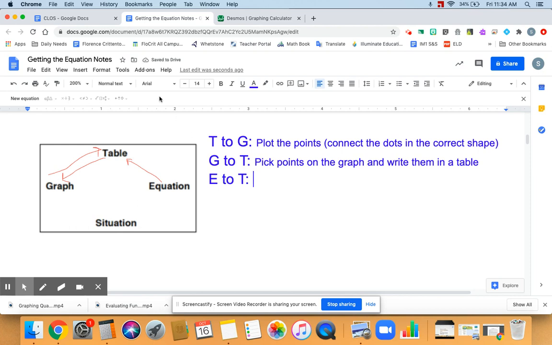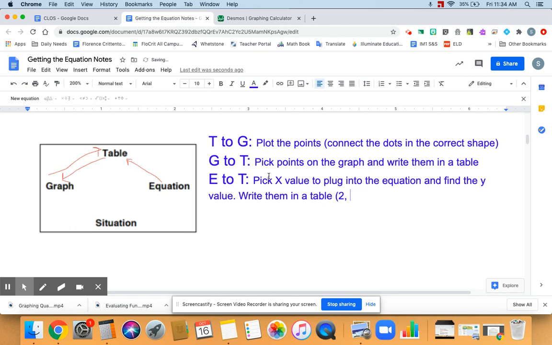All I do is pick some x values to plug into the equation and find the y values. Write them in a table. So for example, if you plug in an x of 2 and the equation gives out 5, then you'd write it in a table where the 2 goes in the x spot and the 5 goes in the y spot. And then you do a couple of them to make a table.